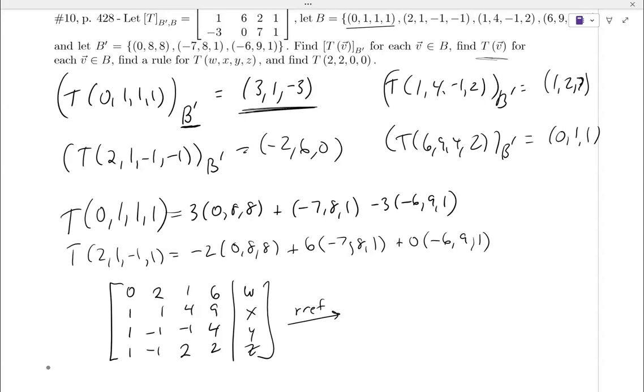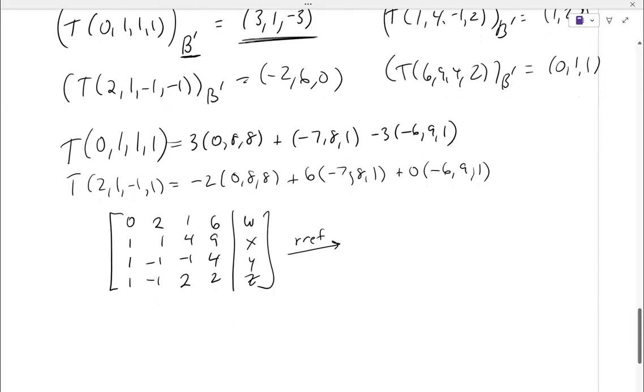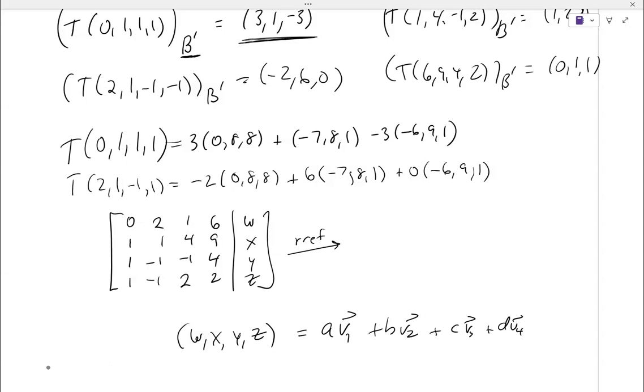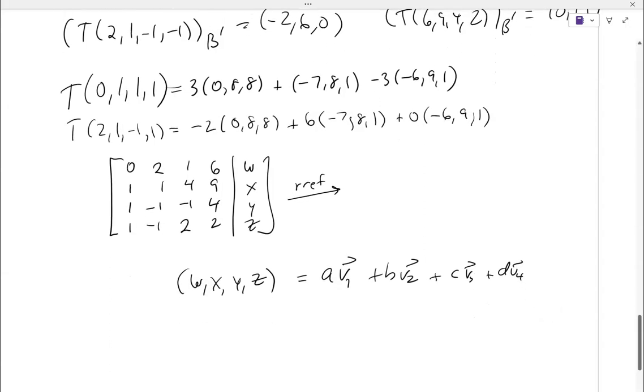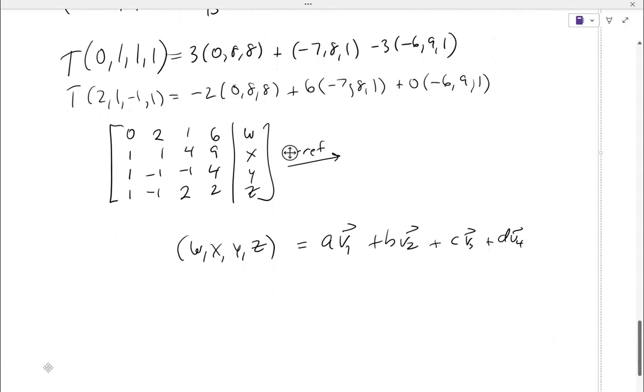Like I said, I'm not going to go through the whole thing because I don't feel like doing all the computations. But say your W, X, Y, Z is A times the first vector plus B times the second vector, C times the third vector, and D times the fourth vector. That's what I wanted. The A, B, C, and D here would be in terms of the W, X, Y, Z, whatever it turns out to be.